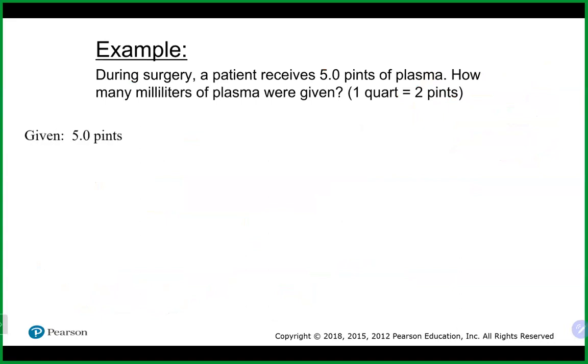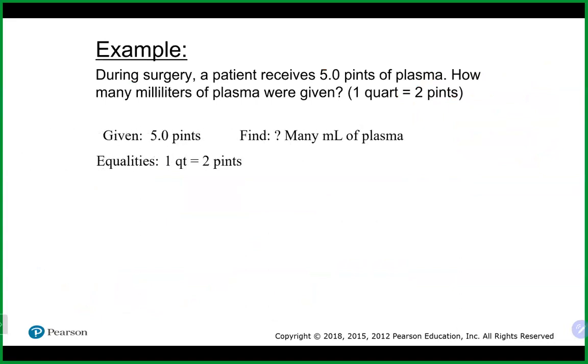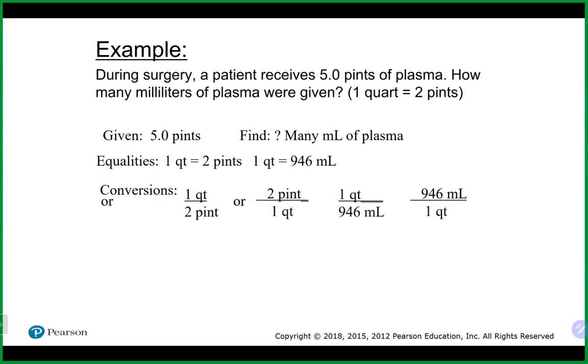Let's try this one here. During surgery, a patient receives 5 pints of plasma. How many milliliters of plasma were given? Quarts, 2 pints there. Here are some conversion factors that might be helpful. So set it up with dimensional analysis and the units canceling and all that good stuff there.